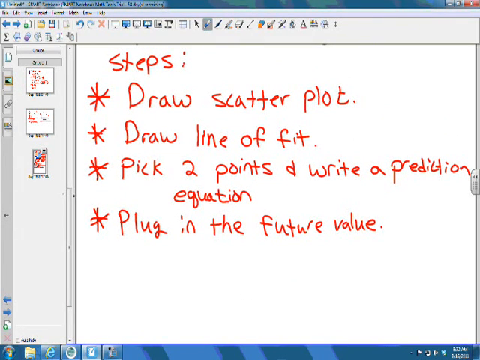And we did problems 1 through 9, 17, and 18.